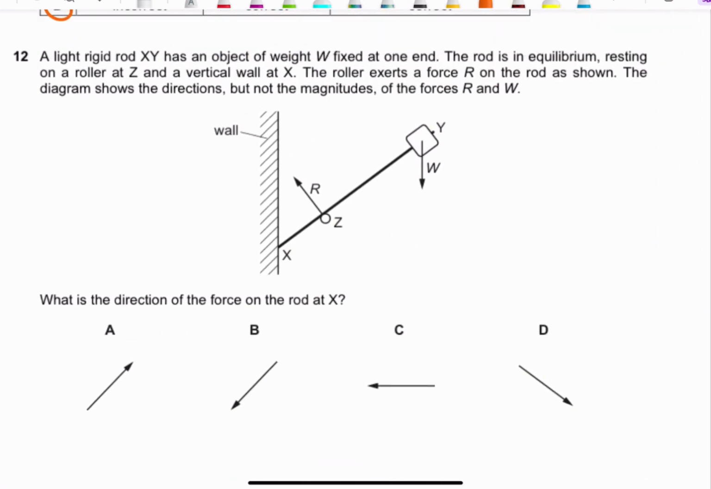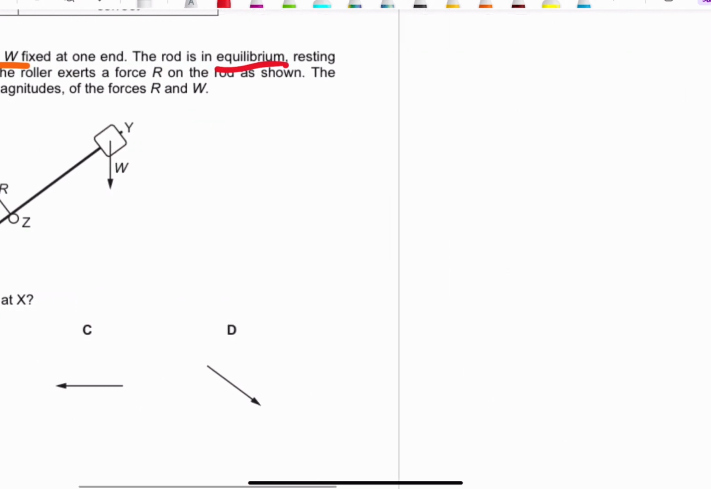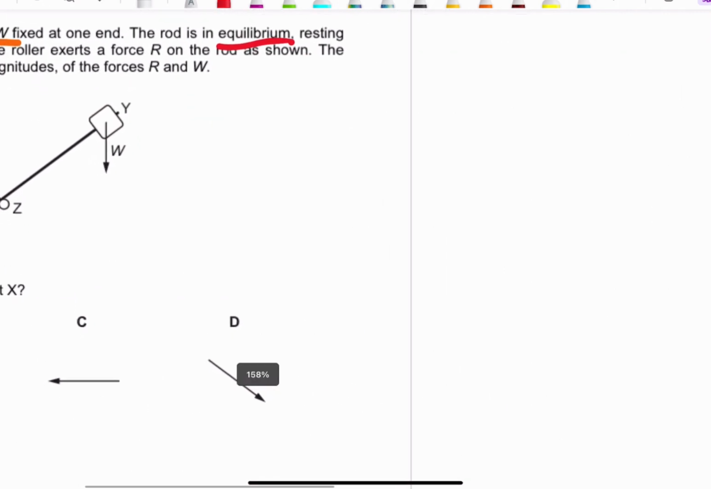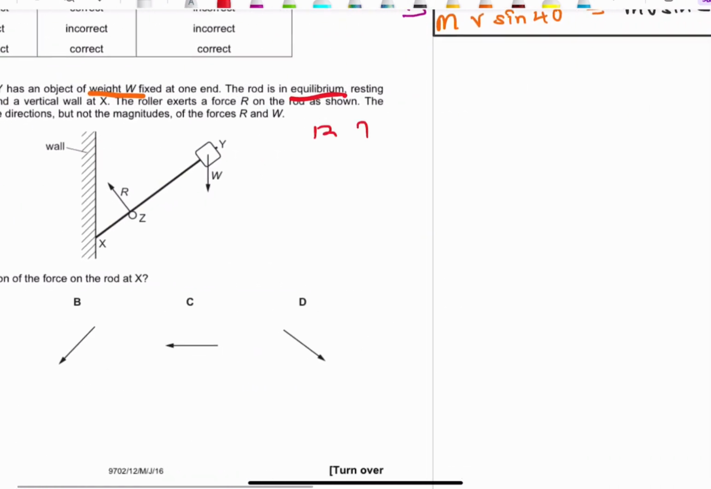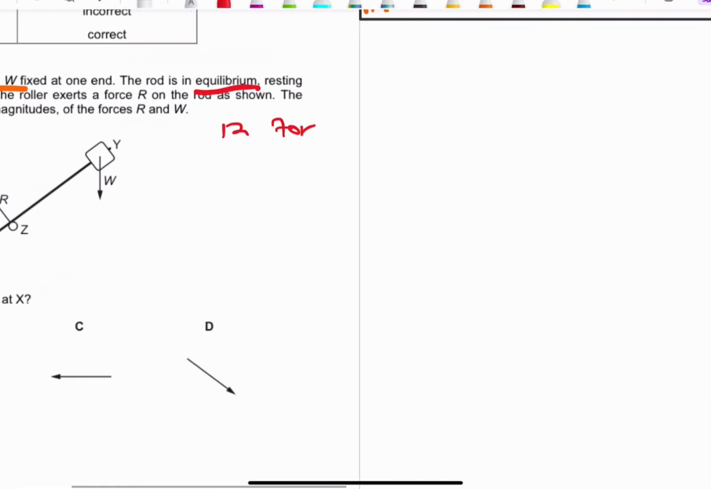Moving to question number 12. We're given a light rod xy with an object of weight w at one end. The rod is in equilibrium. Equilibrium means two things, and we're going to talk about it. For equilibrium, you have two conditions that you must meet.